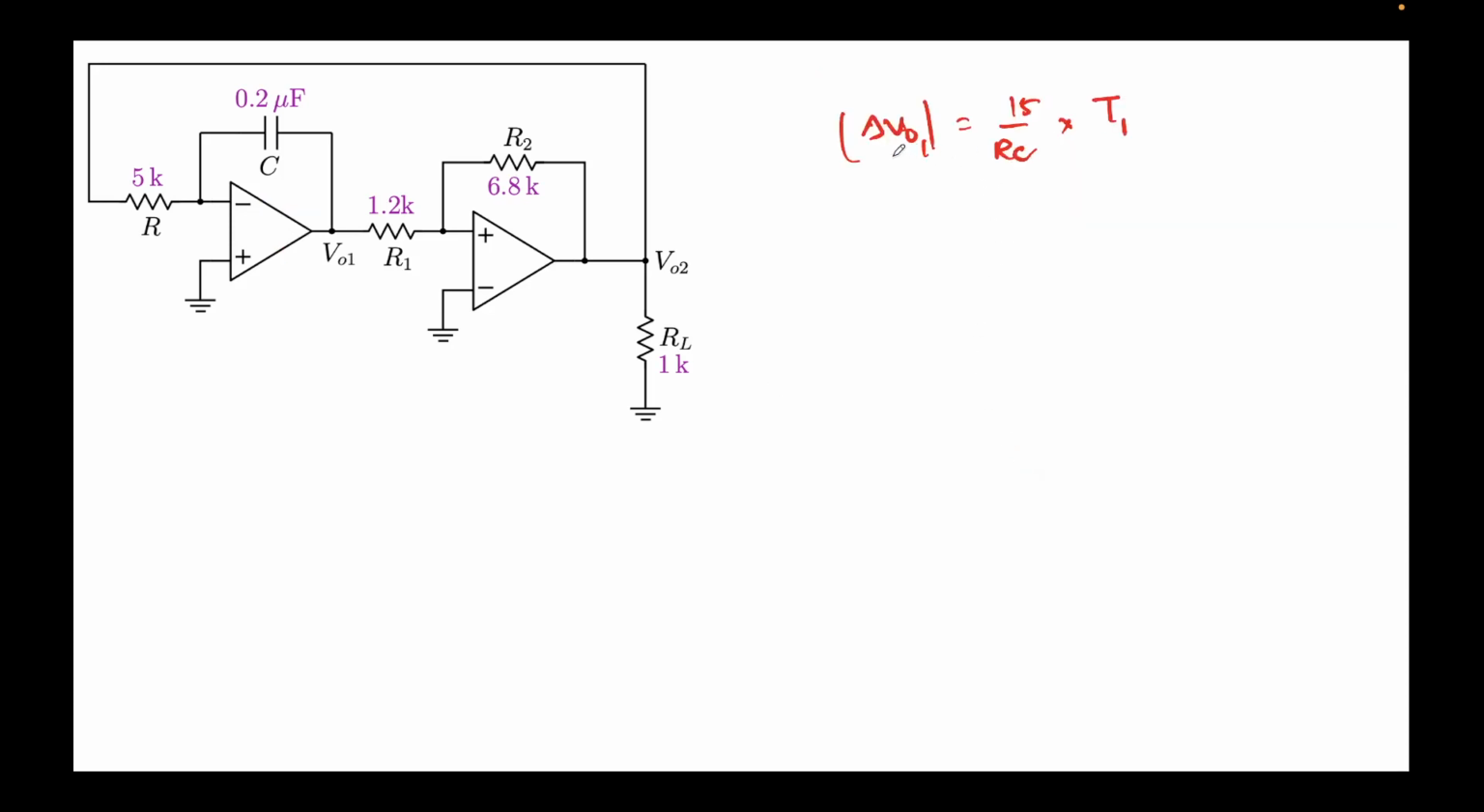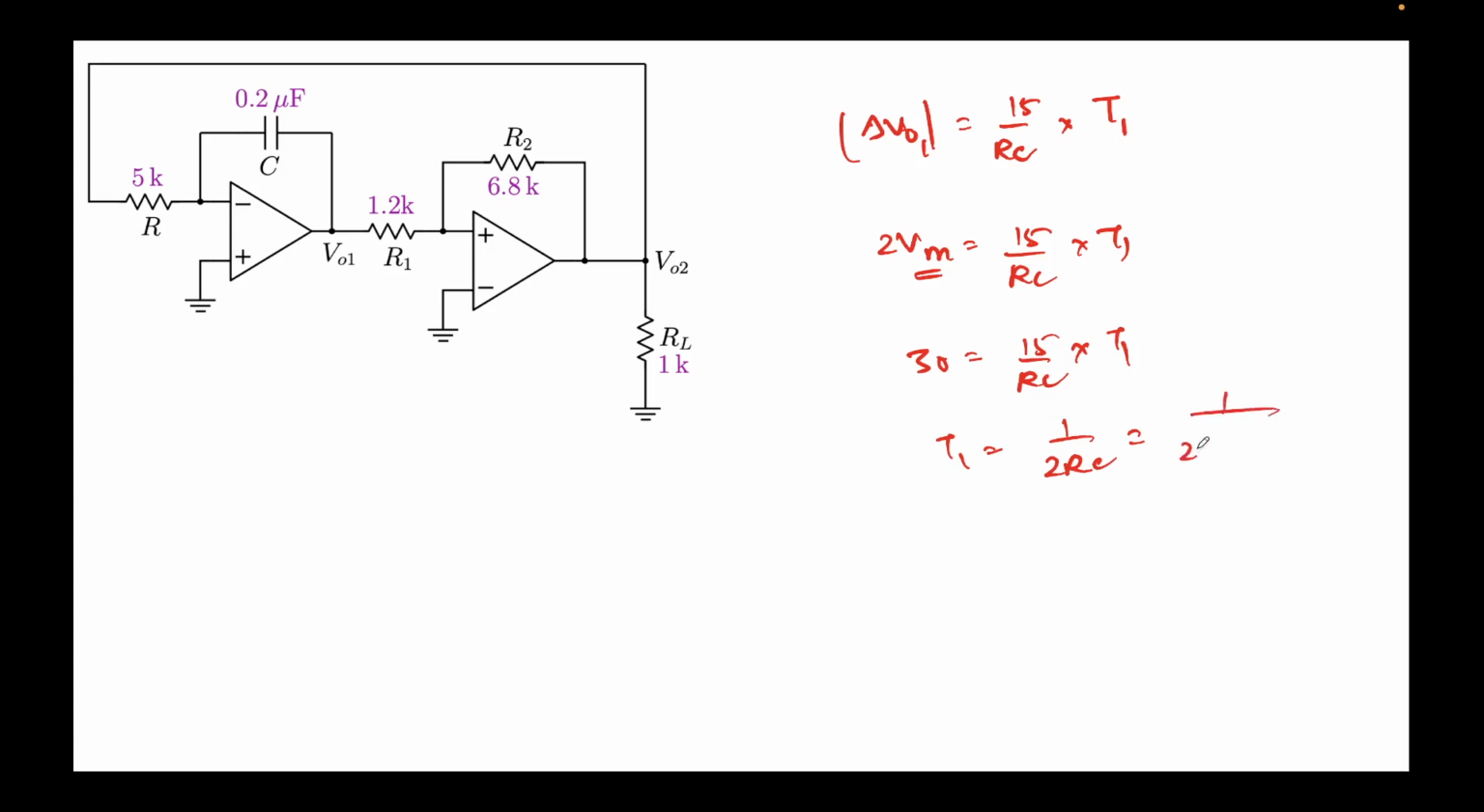So I can see the total swing is 15 by RC into T1. This swing will be written as 2 Vm equal to 15 by RC into T1. Vm is nothing but plus 15 volts, so this will come out to be 30 equal to 15 over RC into T1. This will give me T1 equal to 1 over 2 RC. All right, so now let me quickly solve what it comes out to be. 1 over 2 RC, R value is 5k times C value is 0.2 micro.